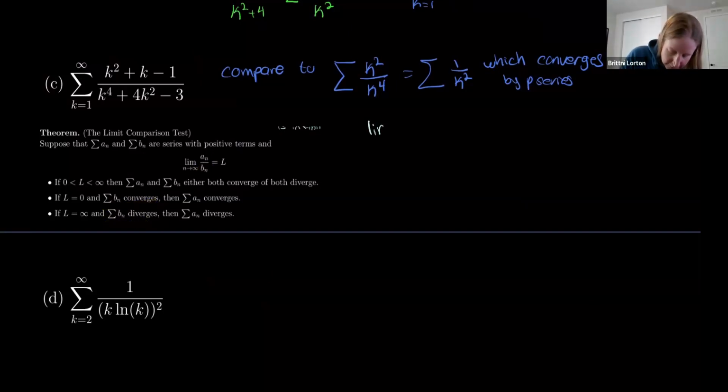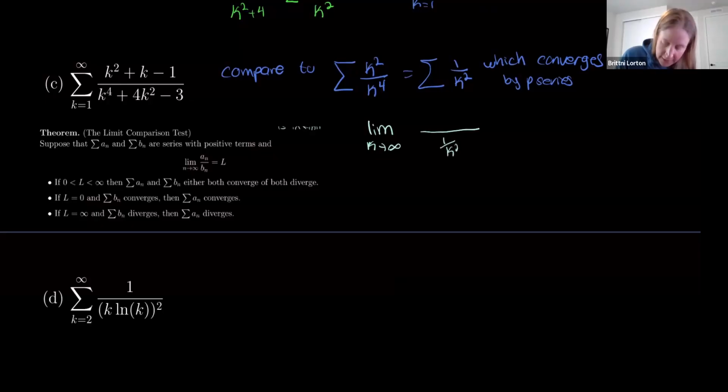So I'm going to do the limit as k, in this case I am using the letter k. Your limit comparison test was using the letter n, but we know that doesn't matter. The thing on the bottom is the thing I already know the answer to, and the thing on the top is (k squared plus k minus 1) over (k to the fourth plus 4k squared minus 3). And then I'll do the algebra.